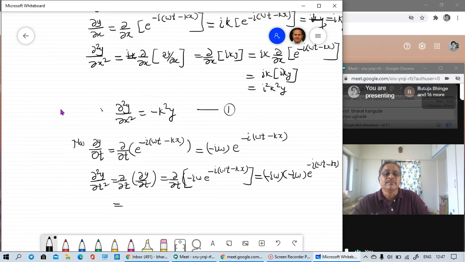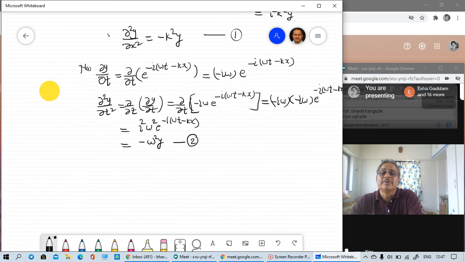Further I can solve, this is minus i omega into minus i omega, which is plus i square into omega square into e raised to minus i(omega t minus kx). So i square is minus 1, so I can write this to be minus omega square into y, that is my equation number 2.